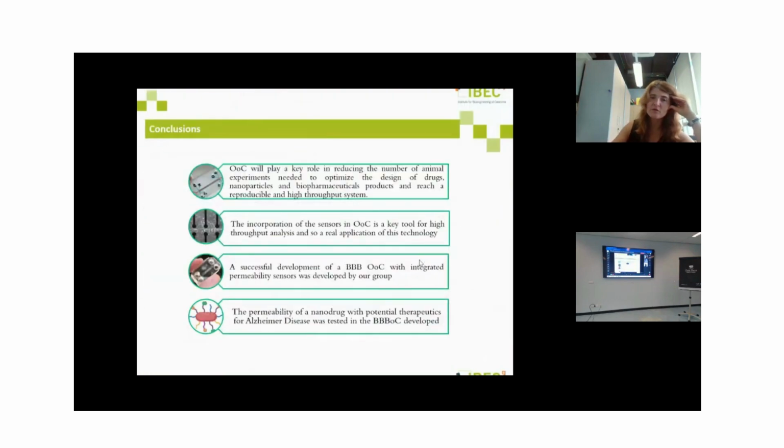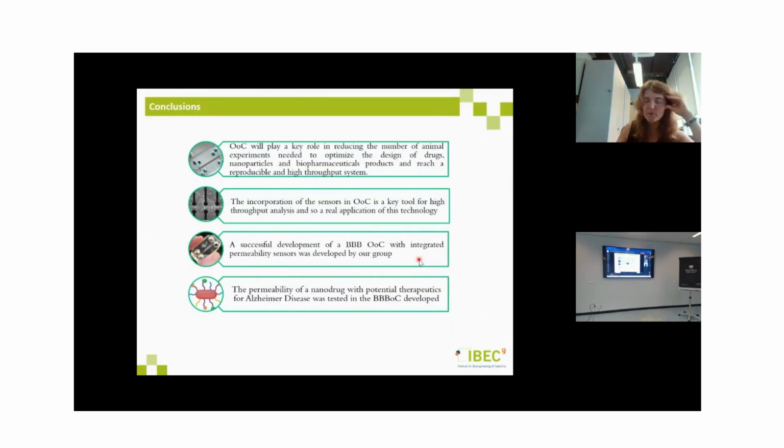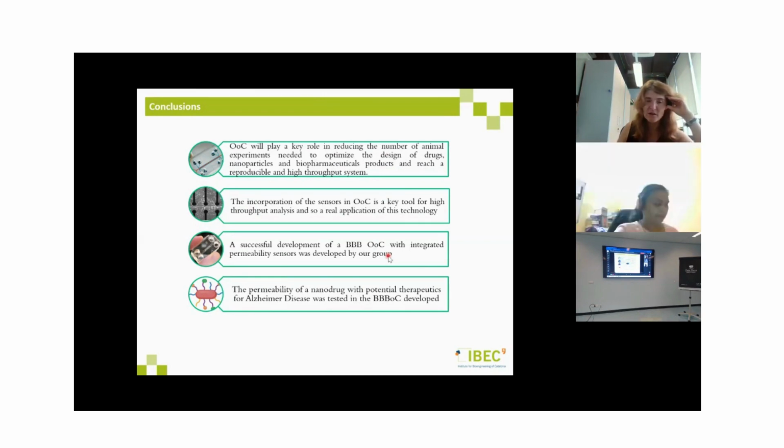So to conclude, I presented the key role that these organ-on-a-chip platforms could have in drug discovery and also in modeling different diseases. As you can see, they have been developed for many different kinds of organs and for many kinds of diseases.